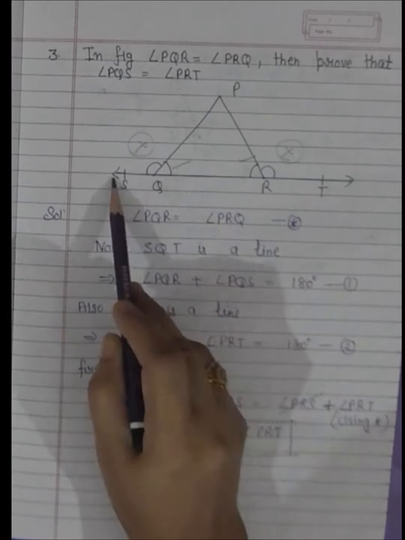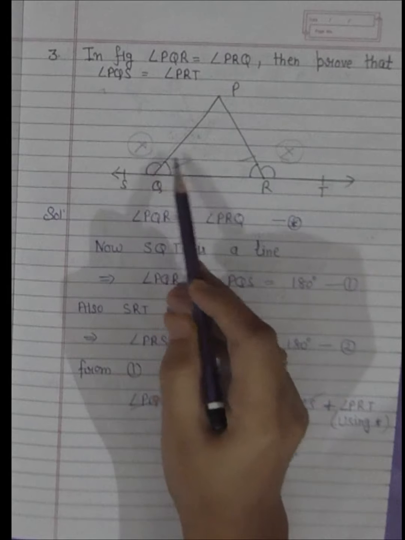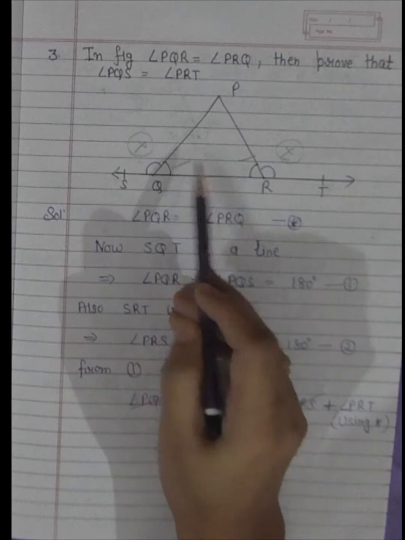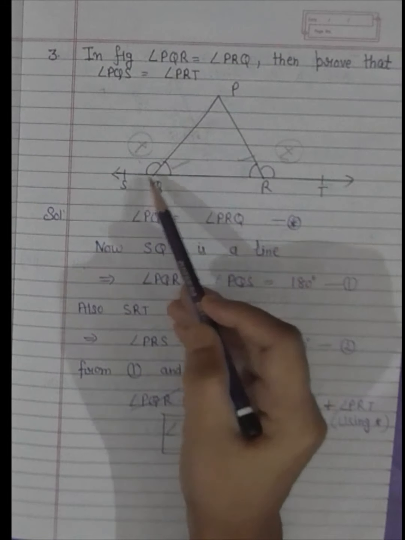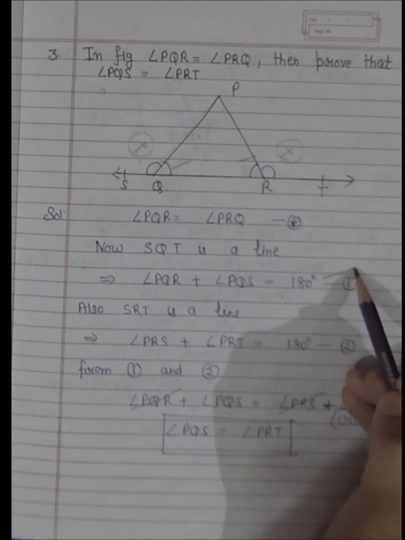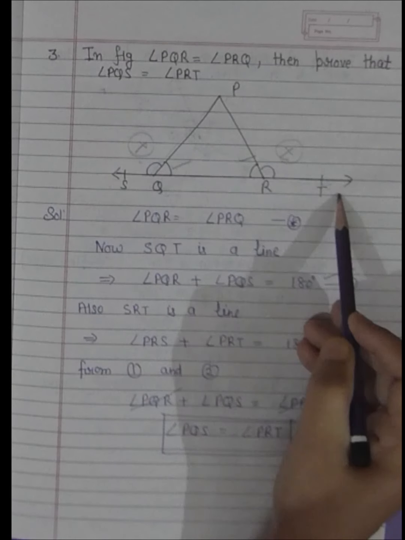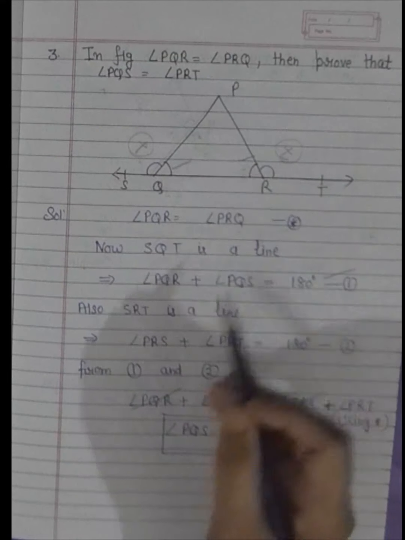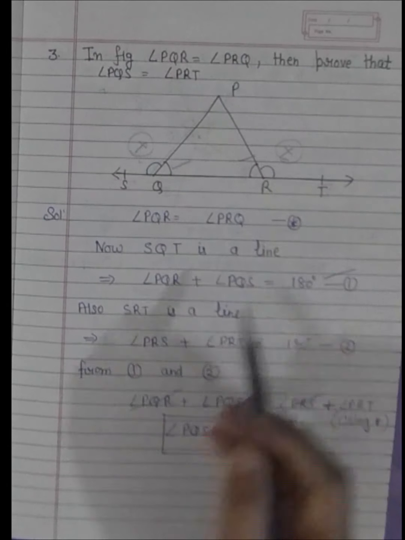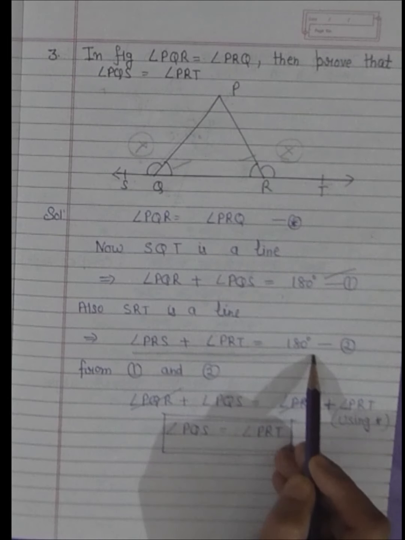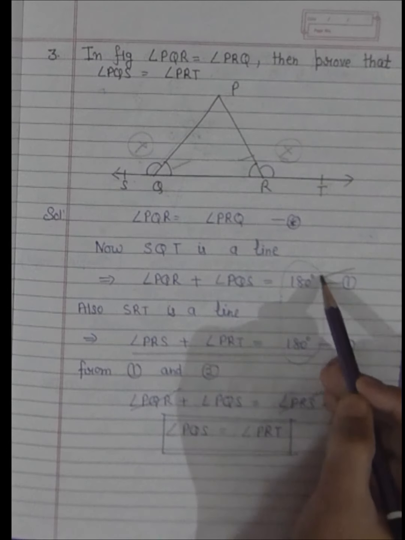Now SQT is a line and another line is standing on it. So these are forming a linear pair. So we can say angle PQR plus angle PQS, their sum is 180 degrees. Similarly, we can see here QRT is again a line. So the sum of these two angles, angle PRS and angle PRT, is also again 180 degrees.